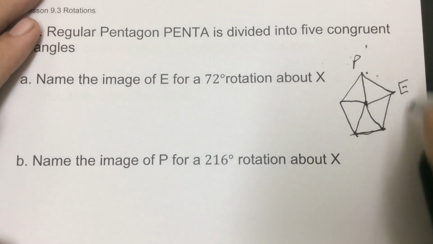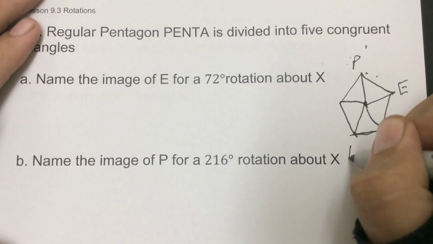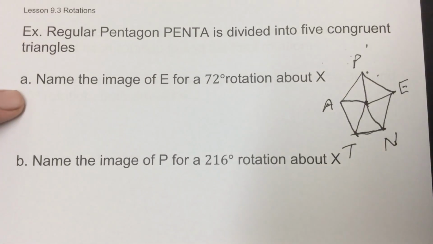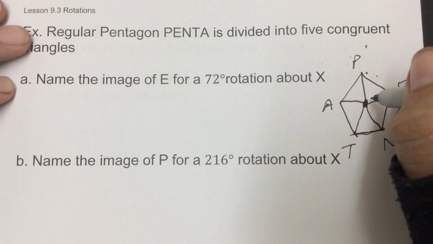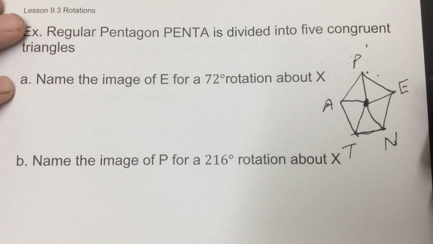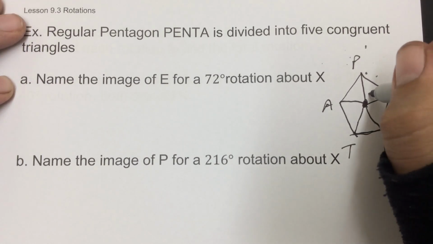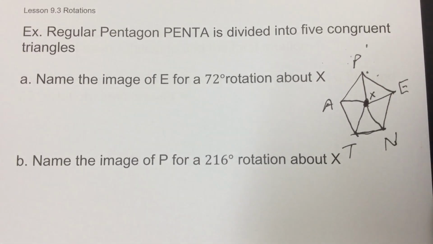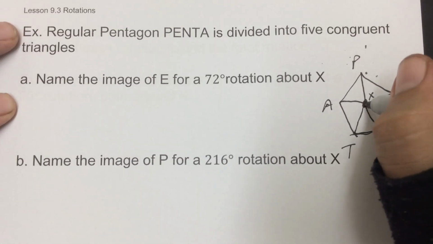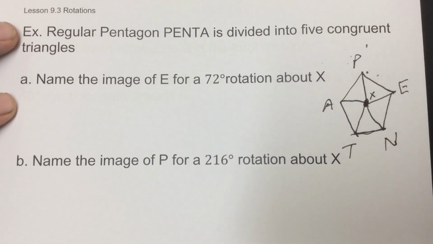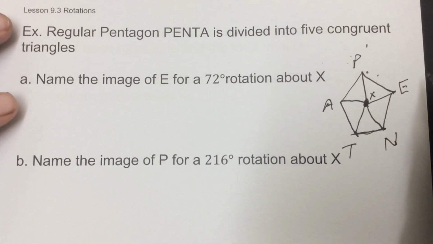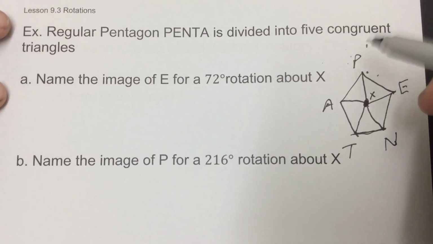Now, these are supposed to be congruent triangles, so just go with it. So P, E, N, T, and A. If this is our central spot, let's call it X. So our center is X there. If we do a 72-degree rotation about X, well, hey, that's X worked out. Glad I picked X because I didn't read my directions. So always read directions. There's your little reminder.